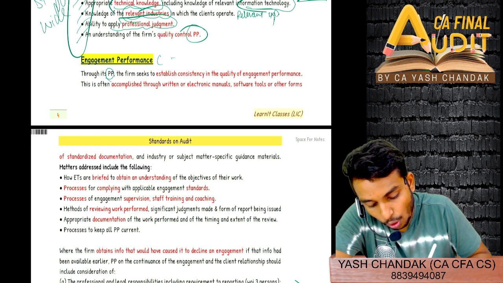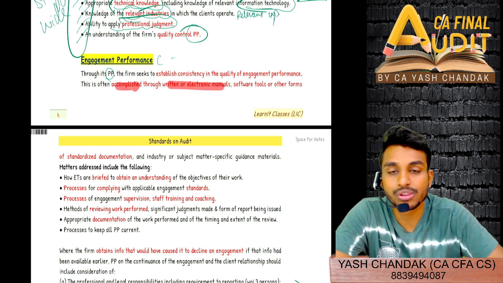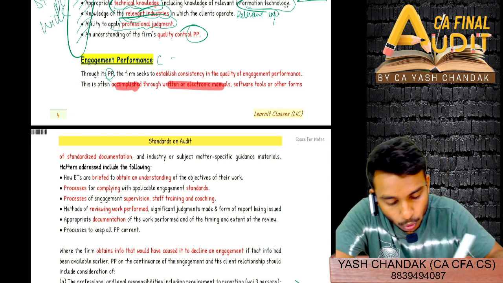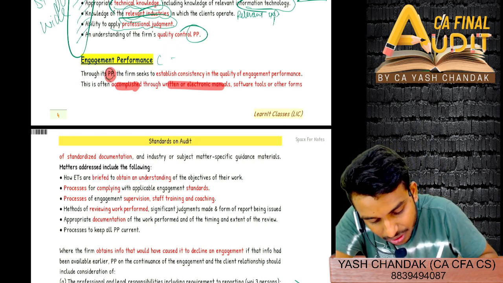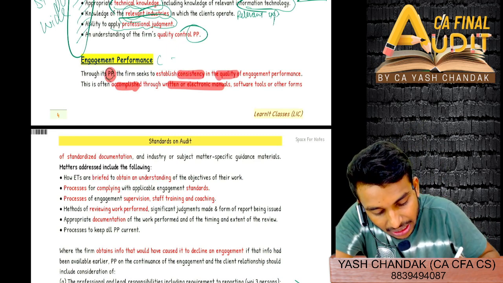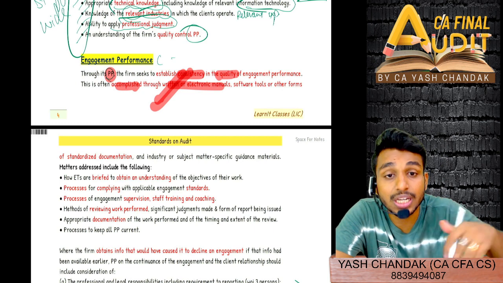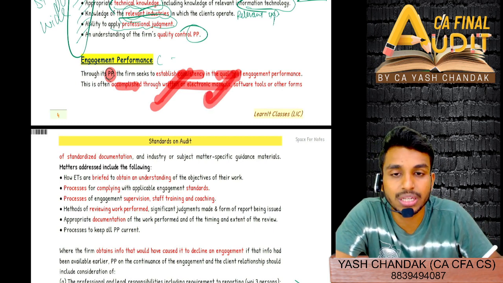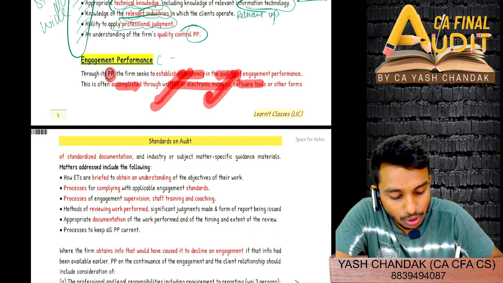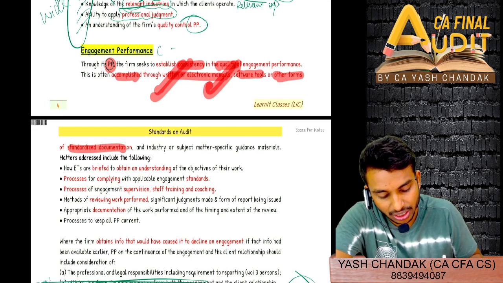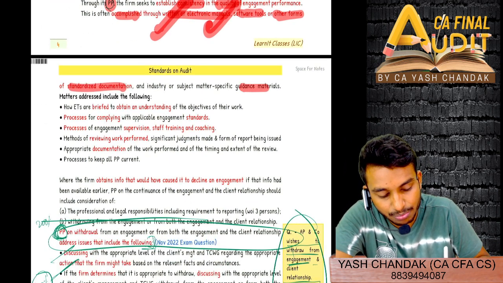Consistency in the quality is often accomplished through written or electronic manuals. So what will we include? We'll include policies and procedures with respect to consistency in the quality in our written documents, in electronic manuals, in PDFs, in software tools, or in other forms of standardized documentation, or industry and subject matter specific guidance material.